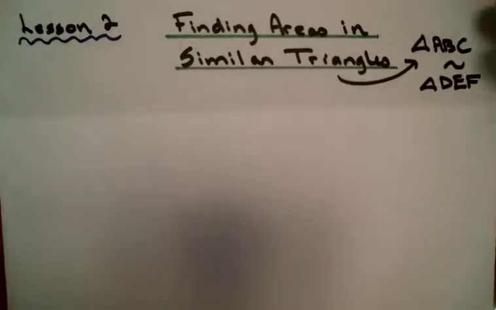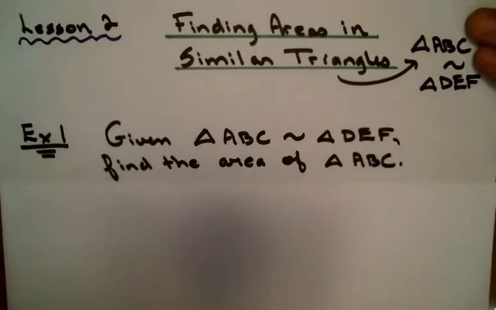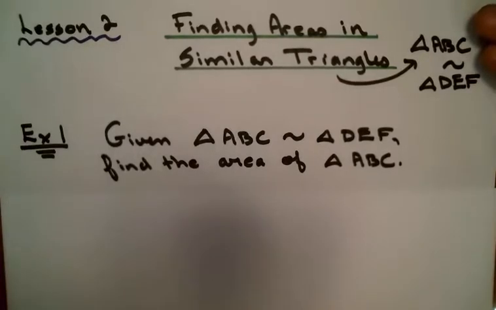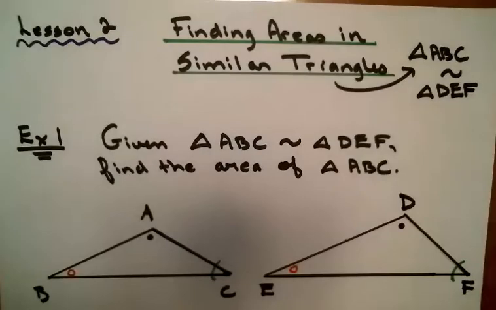The example I want to do is the following. If you're given triangle ABC, and you know it's similar to triangle DEF, you're going to find the area of triangle ABC. So let's show you the diagram. Okay, below you'll want to draw this out. So you've got triangle ABC and triangle DEF. You can see DEF is slightly bigger than ABC. These triangles are similar. Please pause and draw this out.